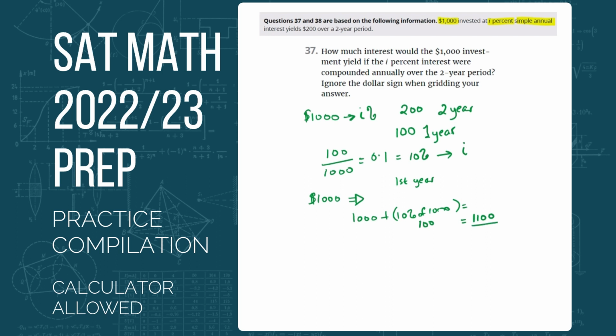Now this becomes your new principal for the second year, which is 1100 plus 10% of 1100, which is 110. That gives me 1210 as the final amount I get after 2 years if it is compounded annually. We want to know only how much interest I would receive. So the interest amount will be 1210 minus how much I invested, $1,000. I get $210 as my interest if I compound it annually instead of simple annual interest.